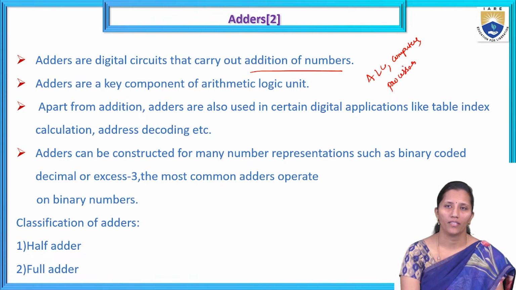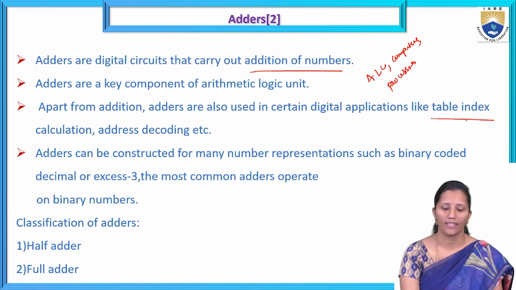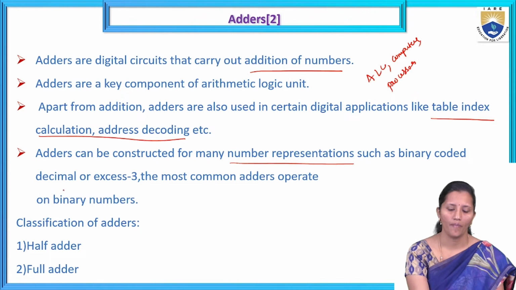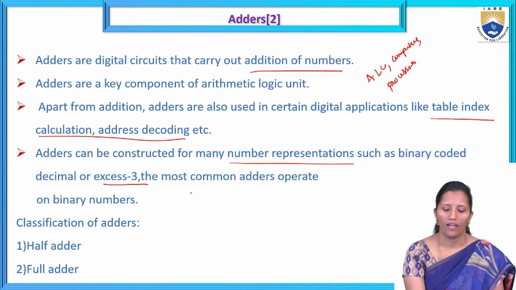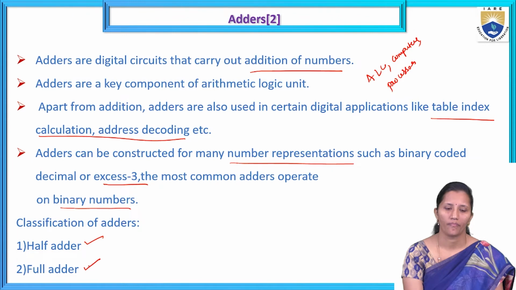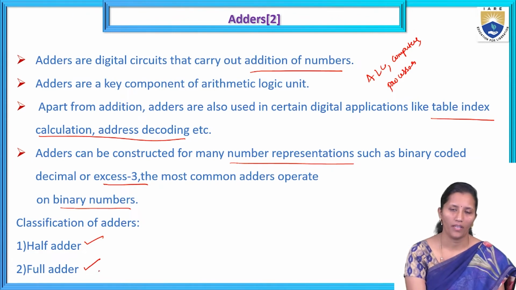Apart from addition, adders are also used in certain digital applications like table index calculations, address decoding, and incrementing and decrementing of the address. For number system representation also we use these adders, such as binary, BCD or XS3 addition. The most common adder operands are binary numbers. To add 1-bit binary numbers, we will use the half adder and full adder. So the basic adders are half adder and full adder.